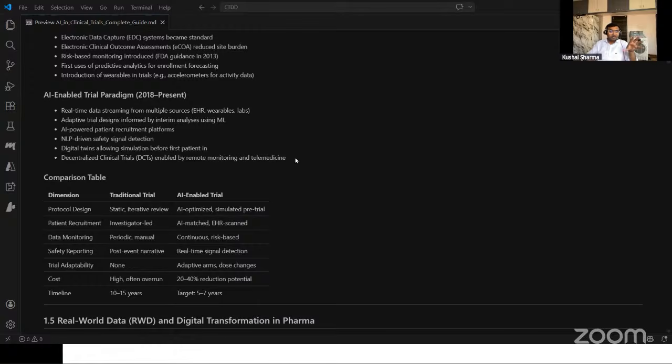So, from traditional to AI-enabled trials, there has been a transition phase, and that shift has come, and now it is operational, it is being done.